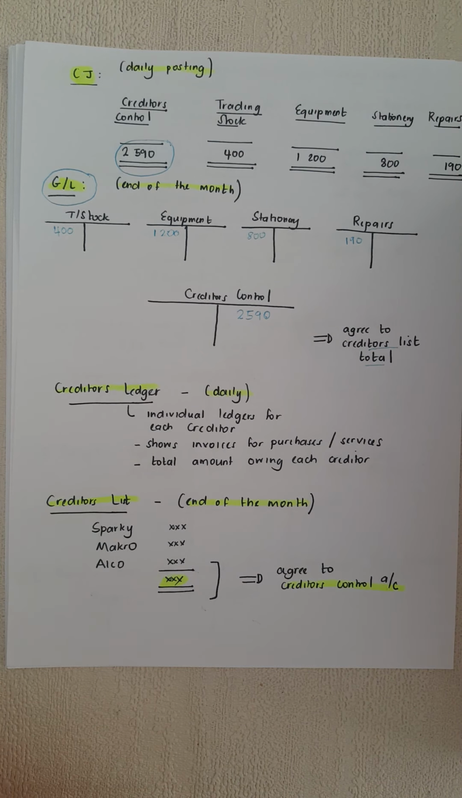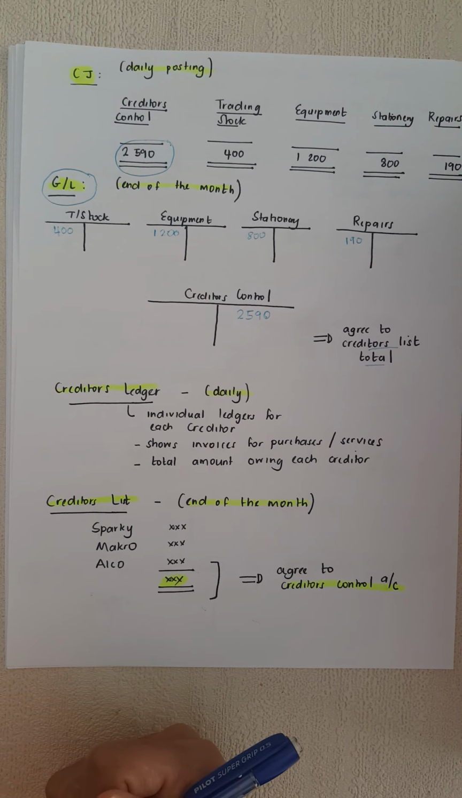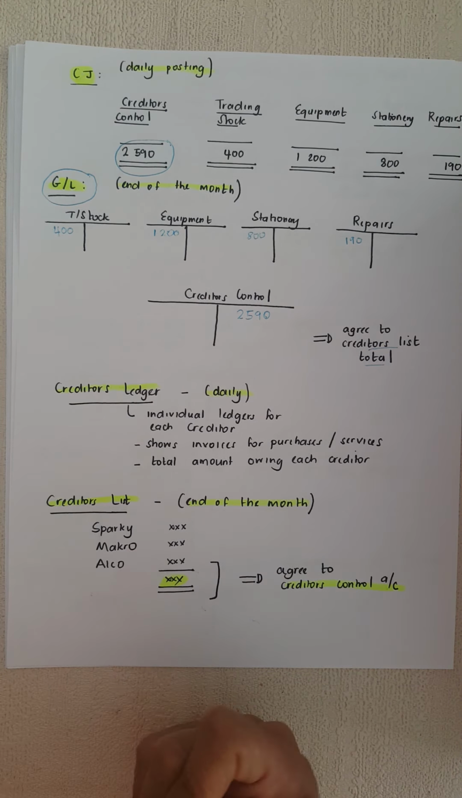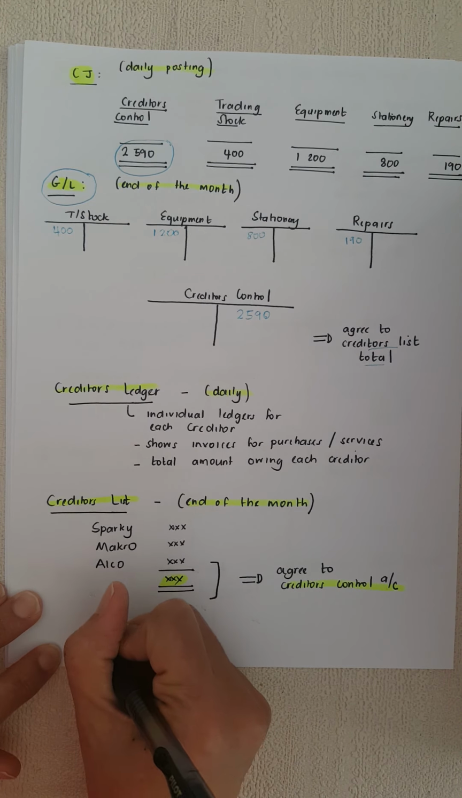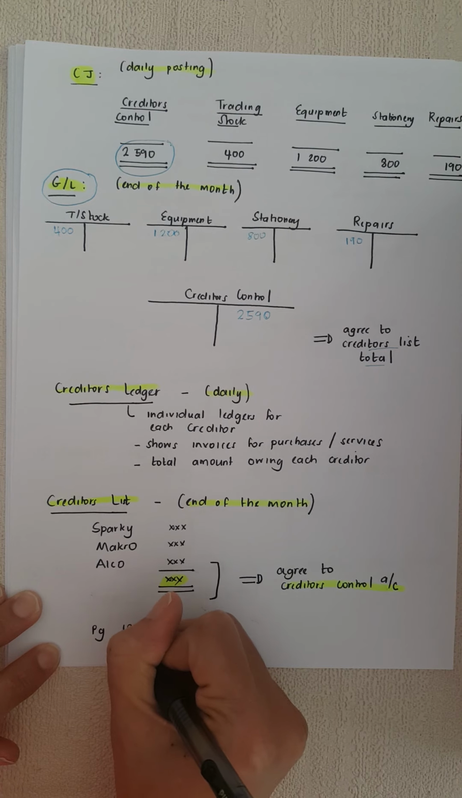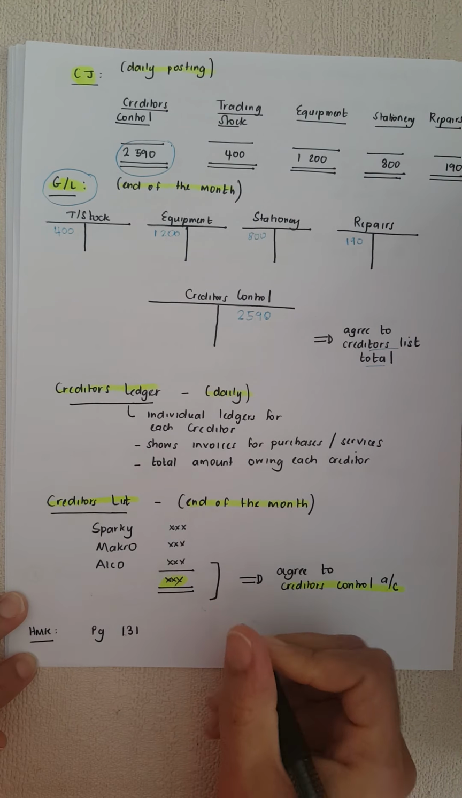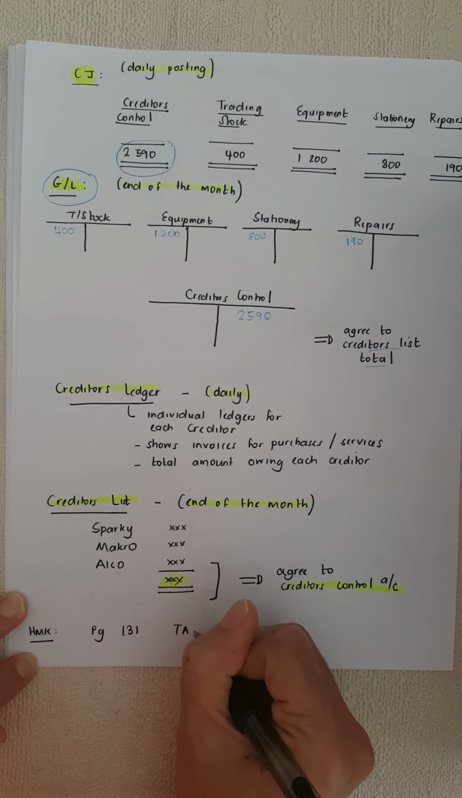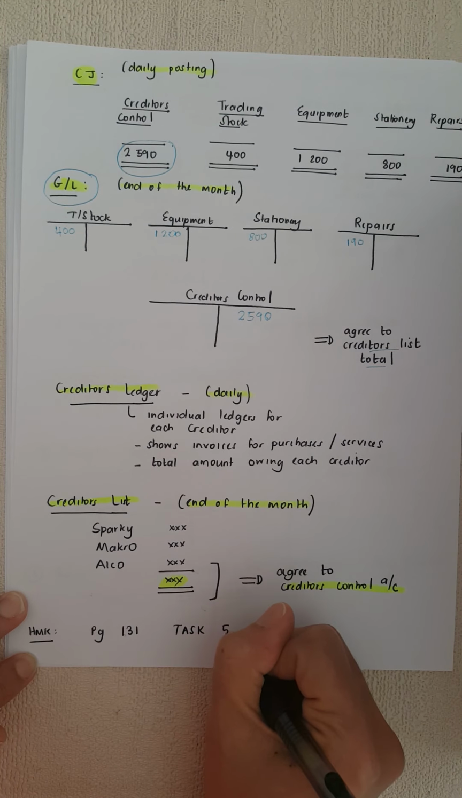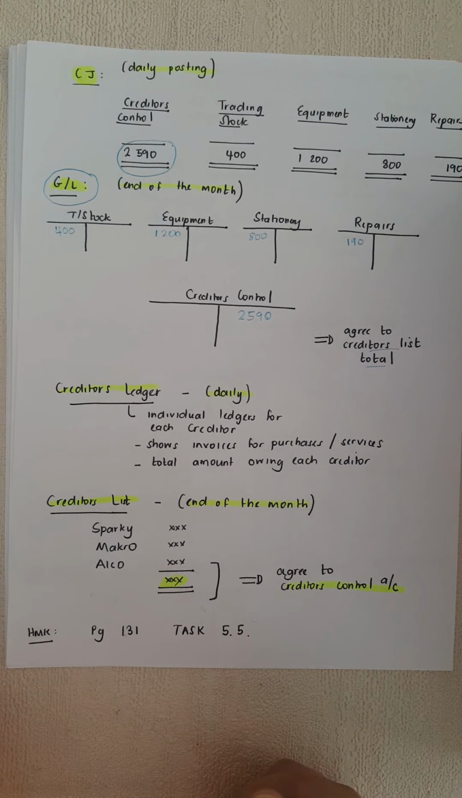Now we will go through the exercise so that we can do a practical example. Your homework for today for creditors is on page 131, and it's task 5.5.